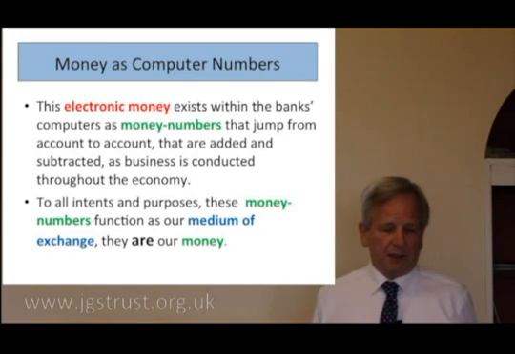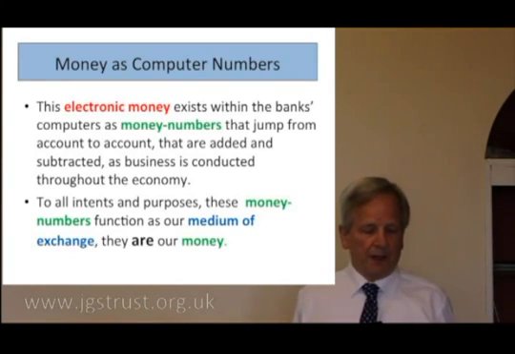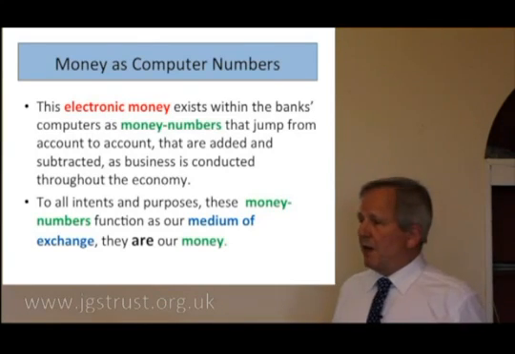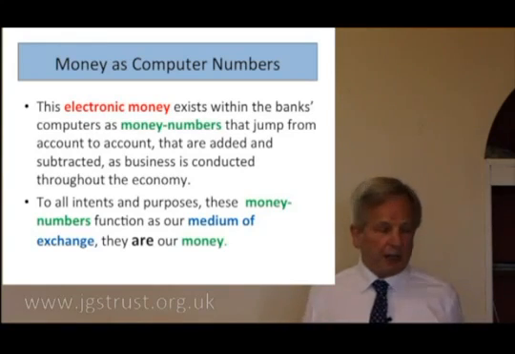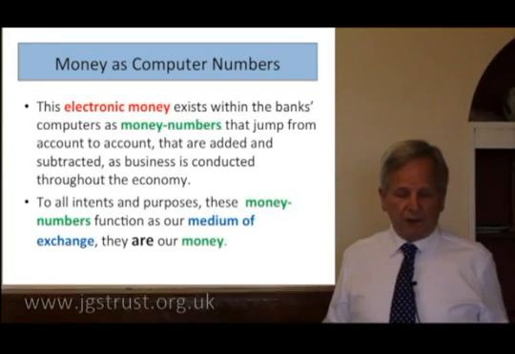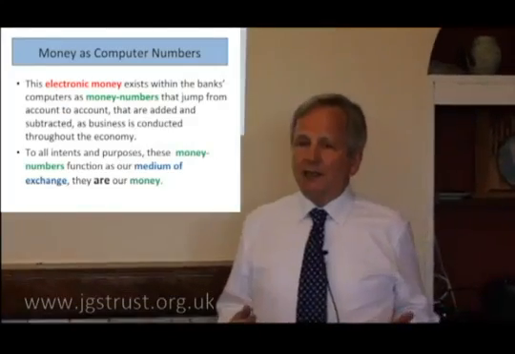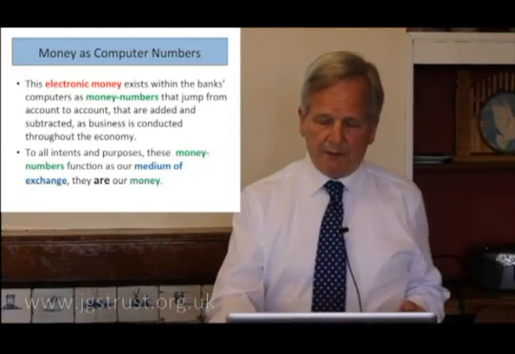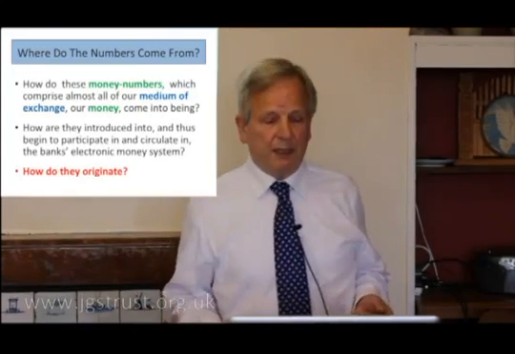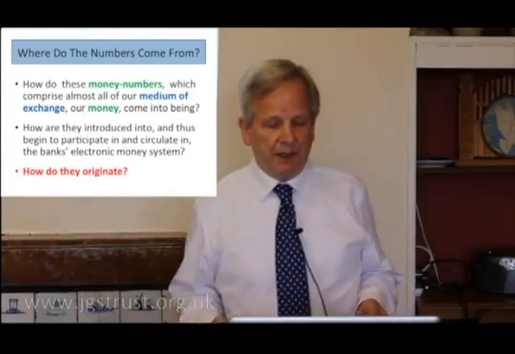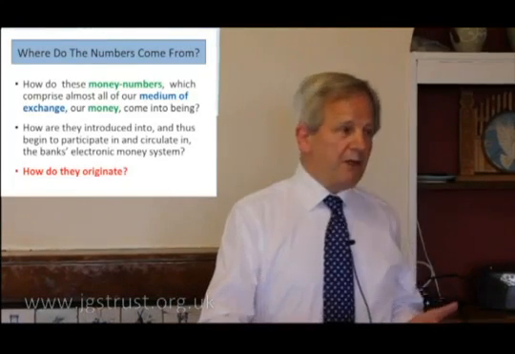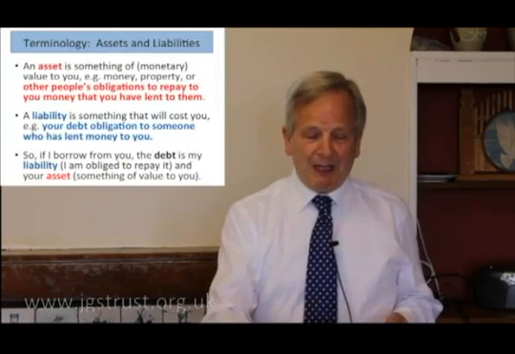another. So stuff is bought and sold and so on. So these money numbers, as we might think of them, these numbers within the bank's computers, are our medium of exchange. It's what we use to run our economy, and in that sense they are our money supply. So the question then arises, how do they come into being? Where do they come from? How do they get into the computers? How do they originate? And most people in this room know the answer to that, but let's have a look.